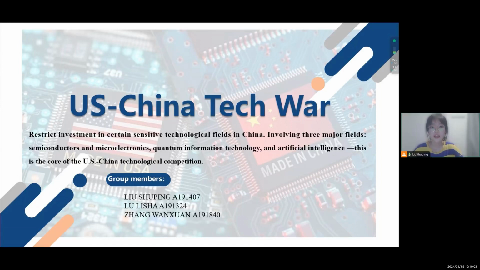Hello everyone. Now our group will be presenting on the topic of the US-China tech war. At first, here is the core of US-China technological competition. That restricted investment in certain sensitive technological fields in China, involving three major fields: semiconductors and microelectronics, quantum information technology, and artificial intelligence. And here are our group members: Liu Shuping, Lu Lisha, and Zhang Wanxuan.